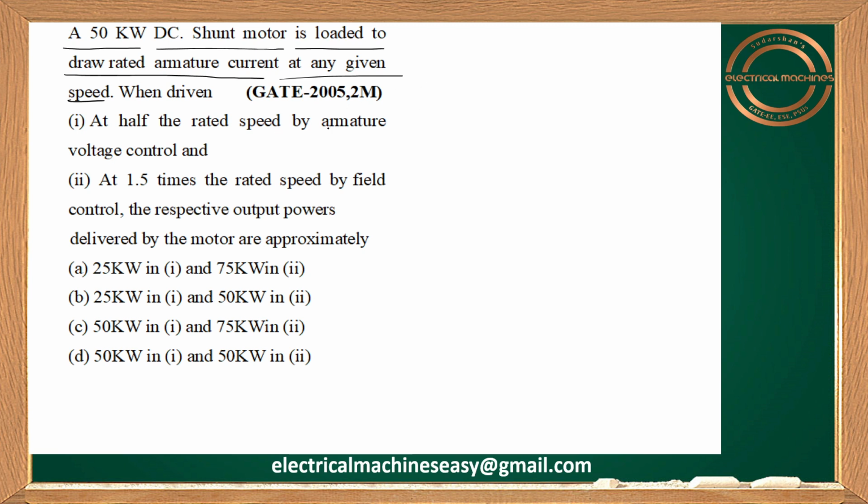See guys, I already told you, if you want, please refer to speed control of DC motors. There I told you by the armature voltage control method we'll be getting below rated speeds, and by the field control method we'll be getting above rated speeds. Let me draw a graph which I already discussed. Let me take the y-axis as power, torque, and the x-axis as speed. Here let me take rated speed, here greater than rated speed, here less than rated speed.